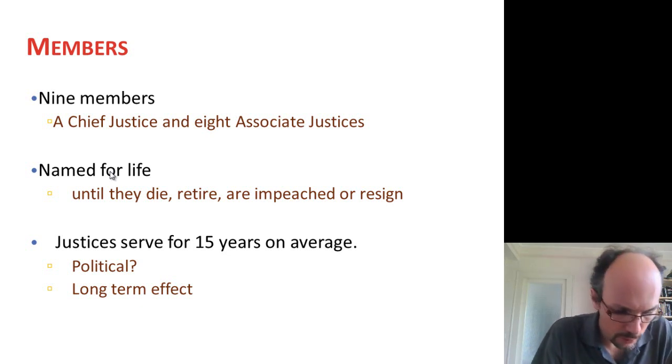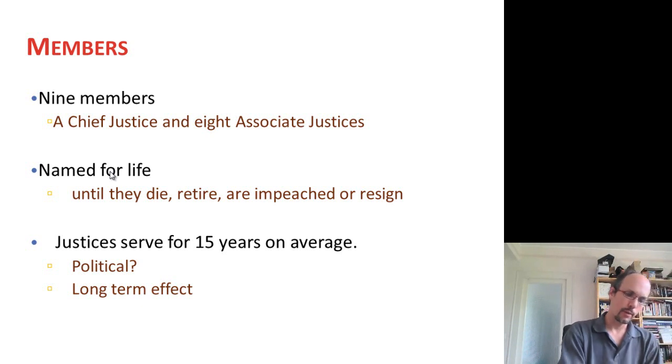There's something particular about the Supreme Court. Something surprising, maybe, in a political system. Its members are named for life. That does not mean they have to die on the Supreme Court. It means that they can serve on the Supreme Court for as long as they want, until they die, retire, or resign, or they can be impeached in certain cases.